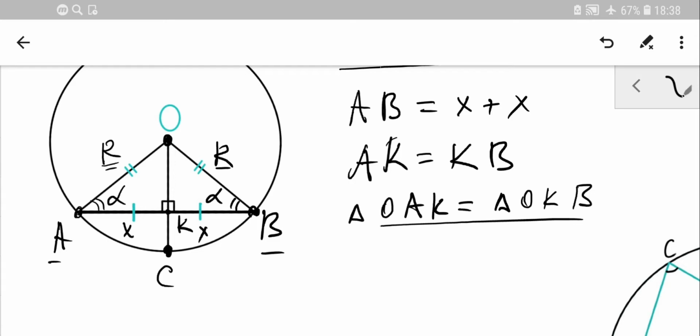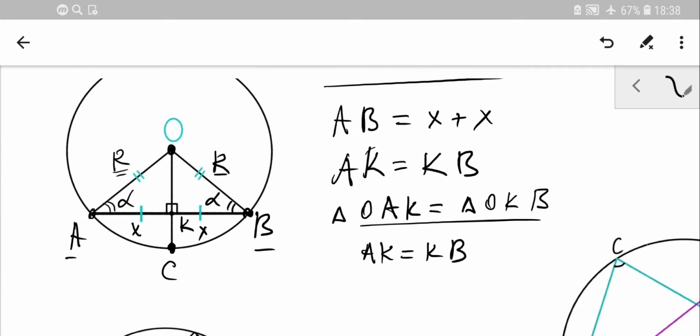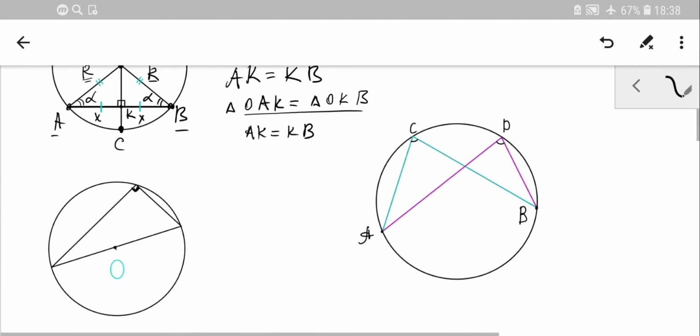All right, so what we can do, we can figure out that since those 2 triangles are the same, we can have AK equals KB. This is one fact that we need to use. And of course, as you can see here, triangle OAK has a right angle, so you can apply Pythagoras, probably to figure out the radius as the hypotenuse through the legs. That's one key idea here.